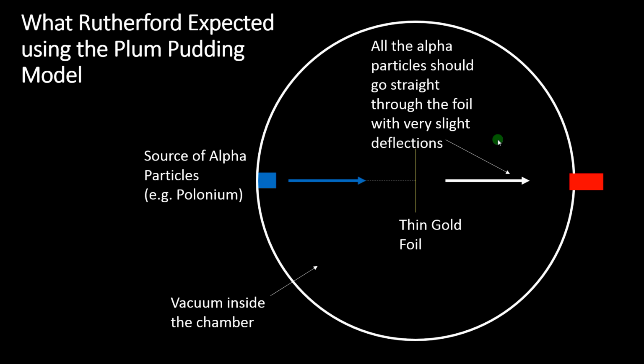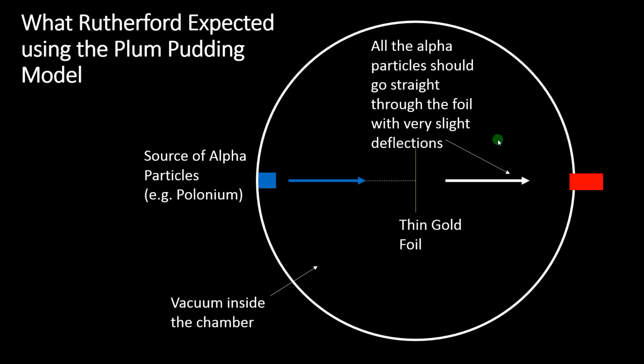So what they expected to happen when they put the alpha particles through the gold foil was that pretty much all of them would go straight through the foil with very slight deflections. And the reason for that is that the plum pudding model has all the charges spread out. The electrons are in different places in the atom, and the positive charge is spread out over a big area. It's not concentrated in one place.